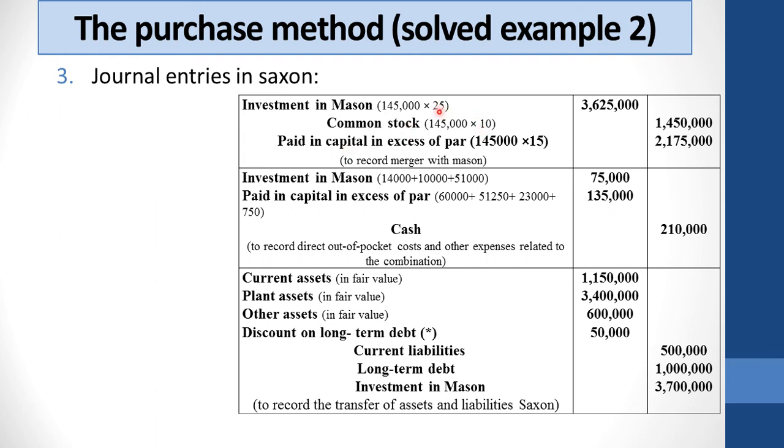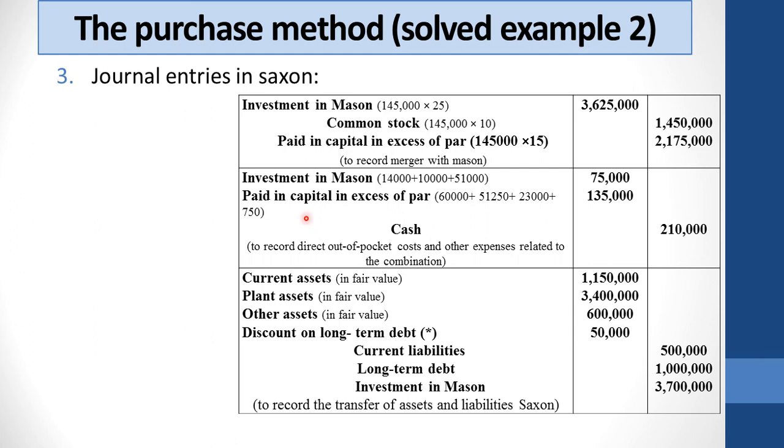And the difference between the fair value and the par value will be considered as paid in capital in excess of par, and this is equal to 145,000 multiplied by 15. 15 is the result of 25 minus 10.